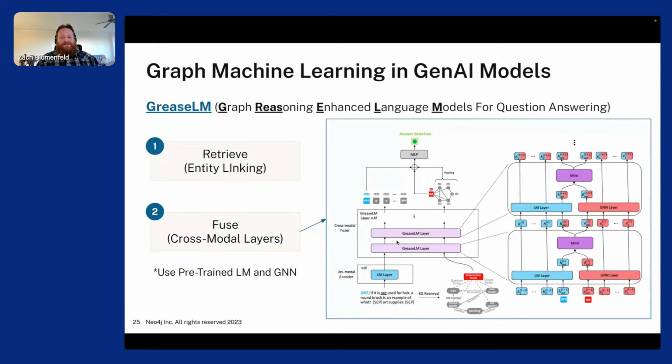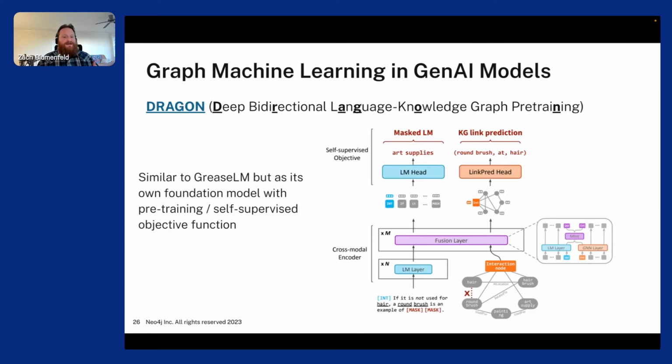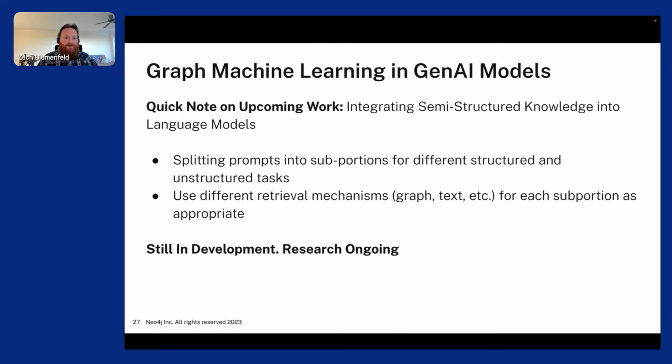And then the second step in these models is, instead of having a normal LLM transformer, like if you called ChatGPT from OpenAI, they have their own layer on top of it that fuses the information between the knowledge graph and the text. Grease LM does this with pre-trained language models and GNNs. And then Dragon is a step on top of it that is basically its own foundation model. It trains the model from the ground up, essentially.